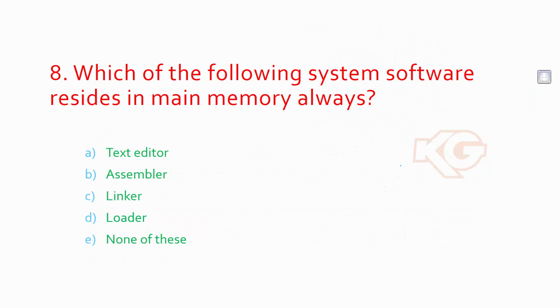Which of the following system software resides in main memory always? So with the text editor, the answer is wrong, because if you close the text editor, it flushes out of your memory. Assembler, linker or loader. Linker comes in picture at the time of execution and loader is the exact answer here. So the option D you need to choose.